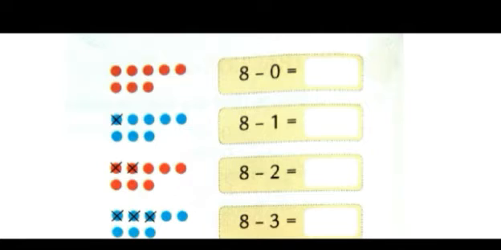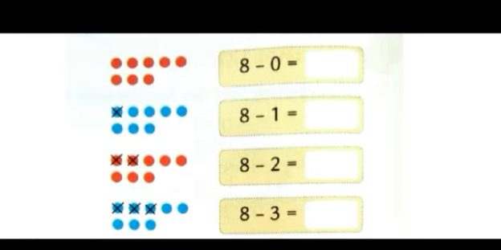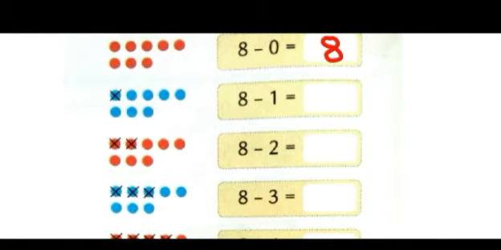Now we will see the subtraction fact of 8. Because this is subtraction fact of 8, so total 8 dots are there. So in the first one, total 8 red dots are there. And out of that, no dots are crossed. So total how many dots are left? All 8. Because 8 minus 0 will get the number, same number.